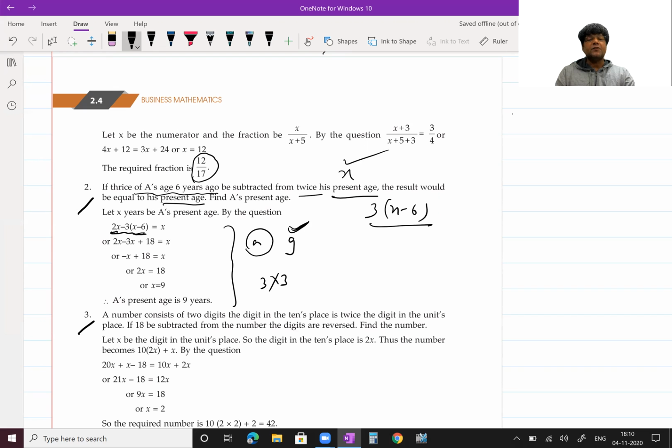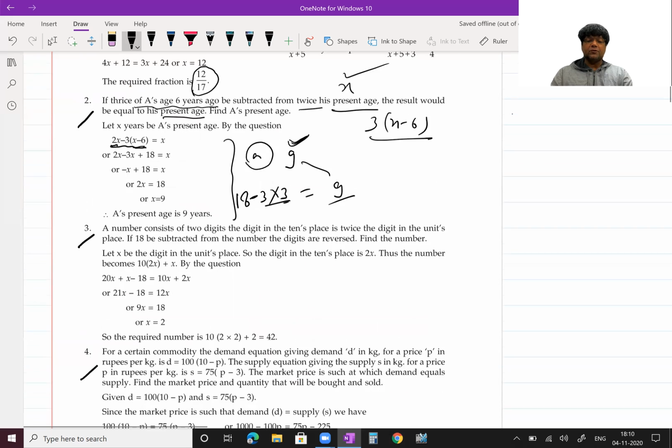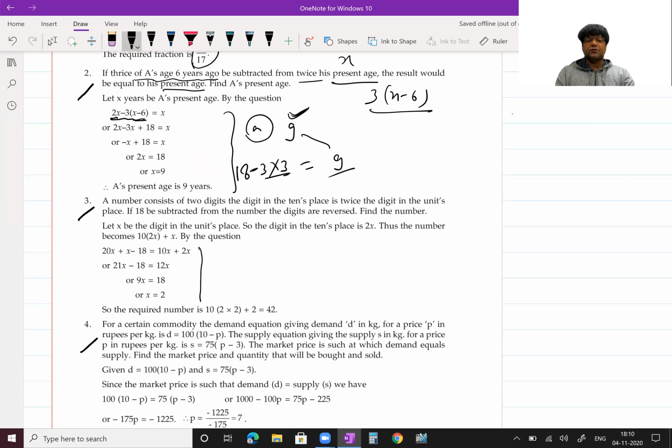Twice his present age is 18. So if this is subtracted from 18, the result will be 18 minus 3 into his age 6 years ago, that is 3. And the question is saying this must be equal to his present age. Check whether this is equal to the present age. 18 minus 9 is equal to 9. Present age, yes. Satisfying the condition. So guys, this we will have to do. See, it is solved this way.